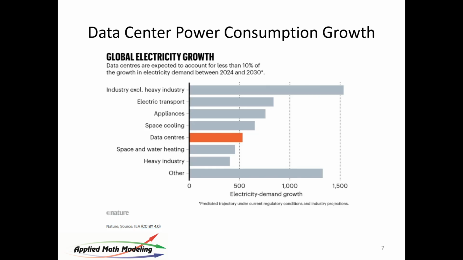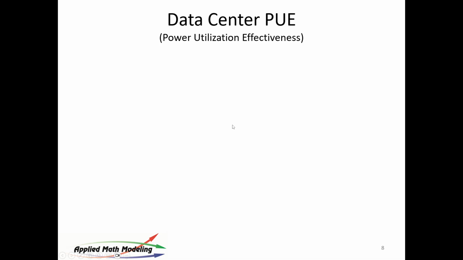In terms of where it stands with respect to others in the industry, heavy industry is the biggest consumer, then electric transport, space heating and cooling for buildings, and then data centers. So it's in that top 4 or 5 expected growth range entities.